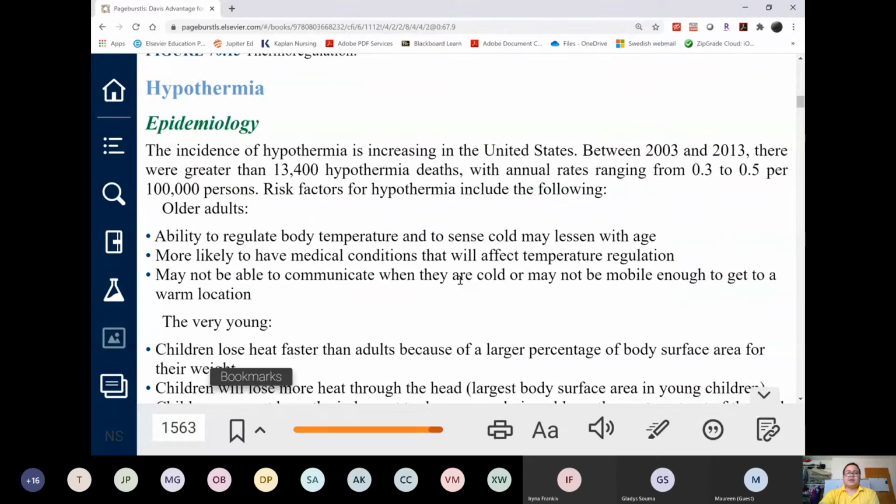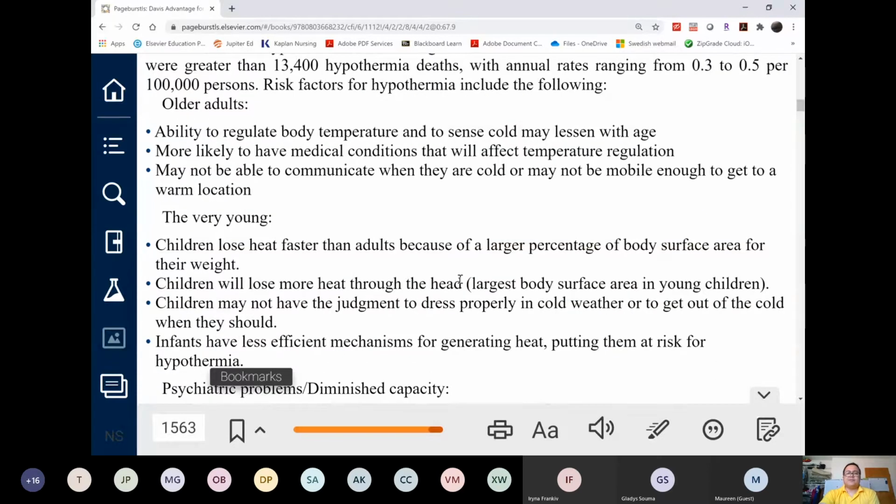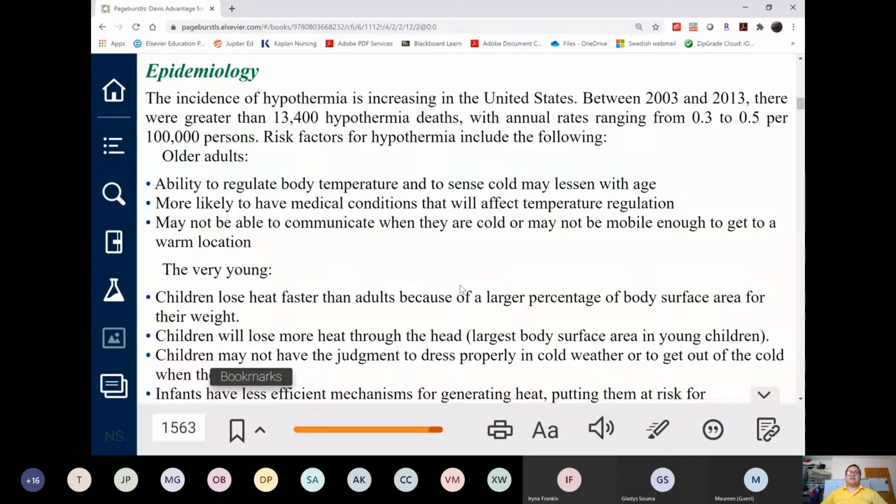The definition of hypothermia is what? When are you considered hypothermic? What's the temperature? When it goes below 96.8.